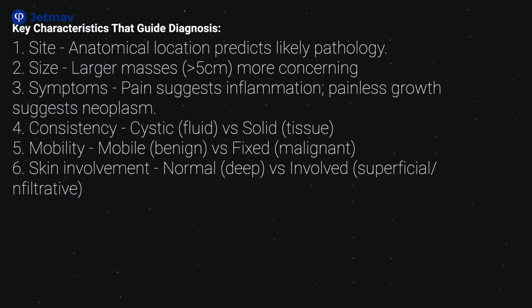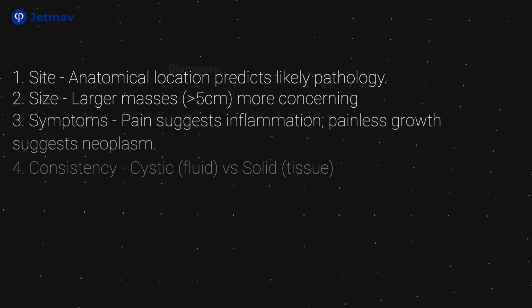Now, when you're examining a mass, there are key characteristics which will guide your diagnosis. You must know the anatomical site of the mass, which will help you predict the likely pathology. Then you must also know the size of the mass. Generally, larger masses, which are greater than 5 cm, are more concerning. Then you will also check for other symptoms, which might include things like pain. If there is pain, it might suggest inflammation. If it is painless, that might suggest neoplasm. You also check the consistency, whether the mass is cystic, which is fluid, or whether the mass is solid, which is just tissue. You also check the mobility of the mass. After mobility, you also check the skin involvement and so many other characteristics for the basic examination of the mass. We're going to go over that in the detailed examination.